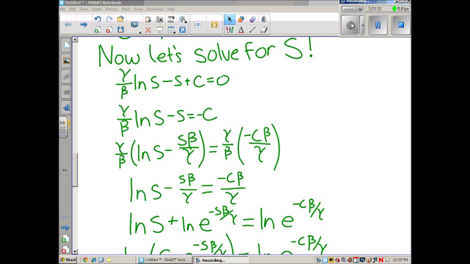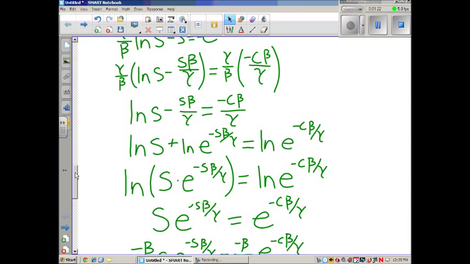If we're trying to find the long-term value, we know that I already equals 0. So we are left with the equation of gamma over beta, natural log of S, minus S, plus C equals 0. From there, we can subtract C from both sides and then pull out a gamma over beta on both sides. So we're left after that with natural log of S minus S times beta over gamma equals negative C beta over gamma.